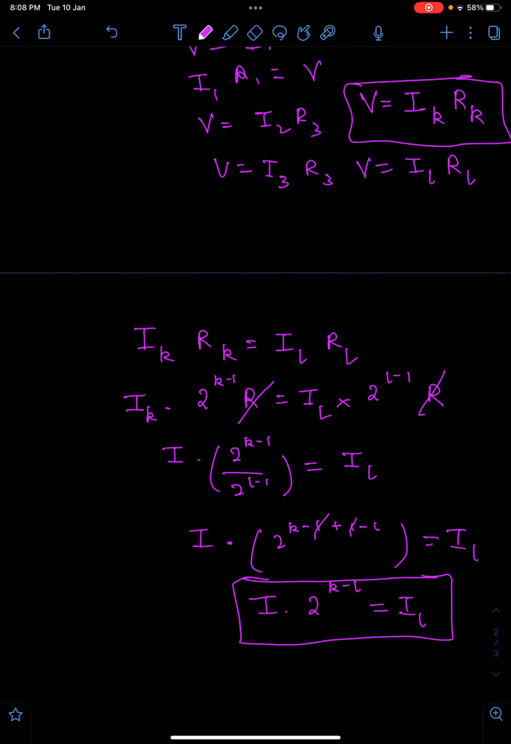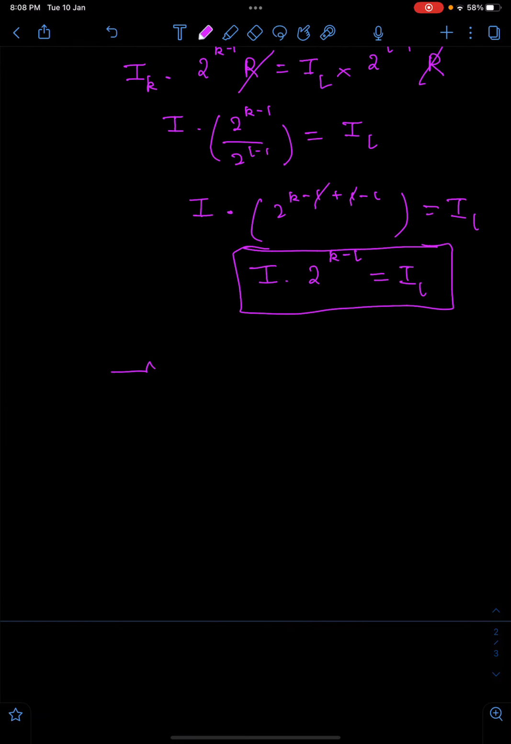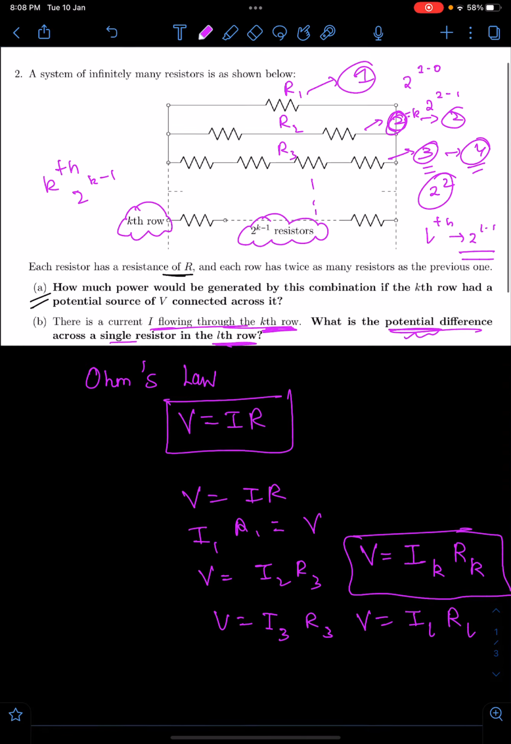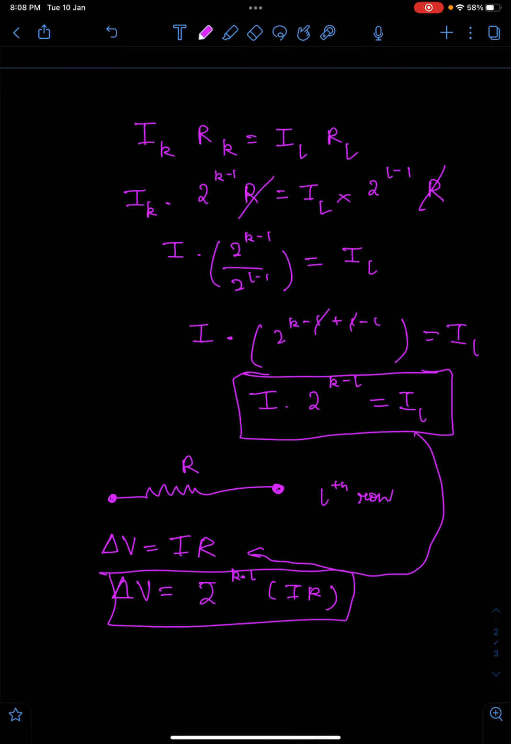See, this is Il. Now I have to find out the potential difference across a single resistor in the lth row. So what will it be? Delta V across a resistor is equal to IR. So delta V is equal to 2 to the power k minus l into IR. I just took this Il and substituted it here. So we get this answer. The potential difference across a single resistor is 2 to the power k minus l into IR.